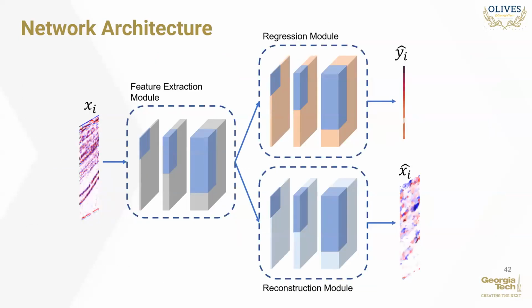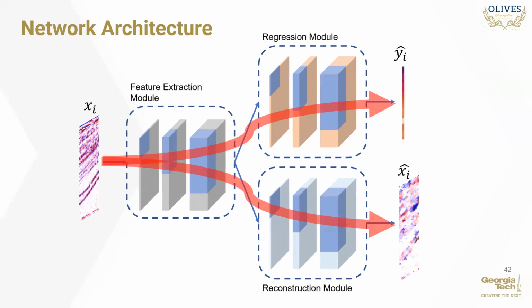Here I have the network architecture, which is the same as before. It's using similar convolutional layers that stay fixed in the horizontal direction. They're dilating in the vertical direction to model the temporal relationship. And likewise, it has a branch to output the elastic properties and another branch to reconstruct the original seismic.